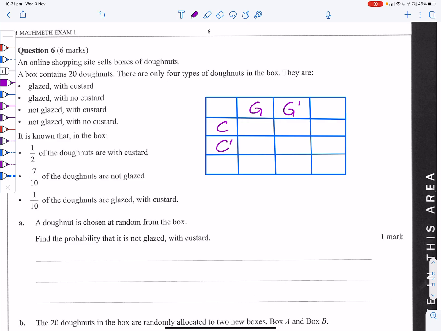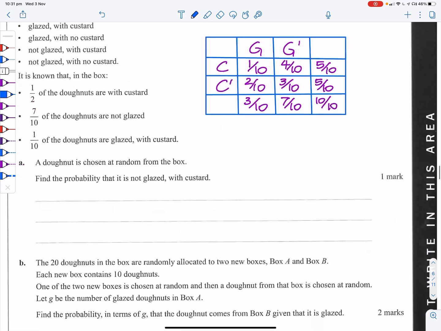It's known that 1/2 of the donuts in the box are with custard, 7/10 are not glazed, 1/10 are glazed with custard. So 1/10 are glazed with custard. Half of the donuts are with custard, so let's say that's 5/10, just because it's going to be easier to add up. 7/10 are not glazed, which means 3/10 are glazed. So we know that's 4/10, we know this is 2/10, and we know this is 3/10, and it adds up every way.